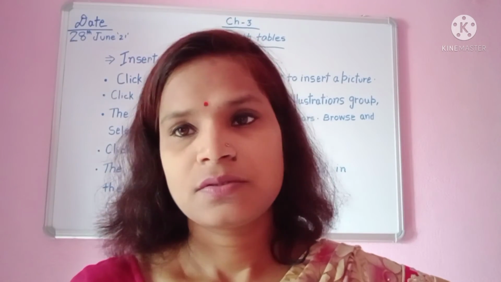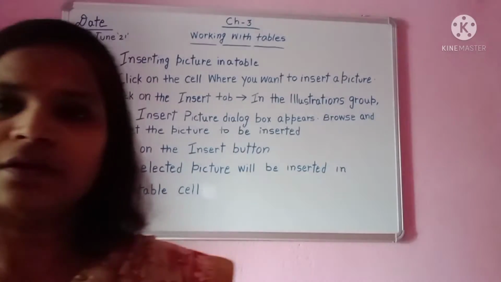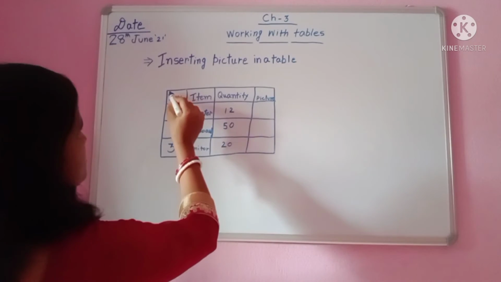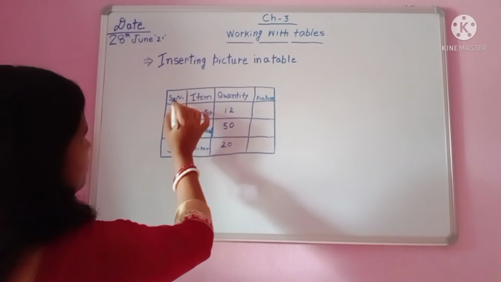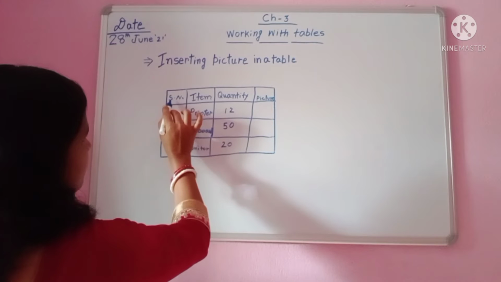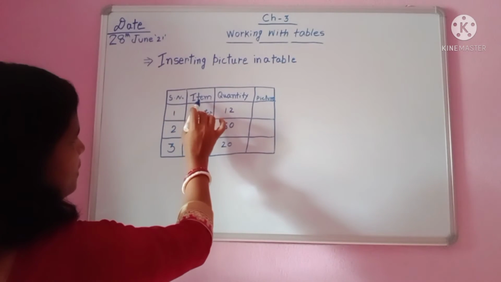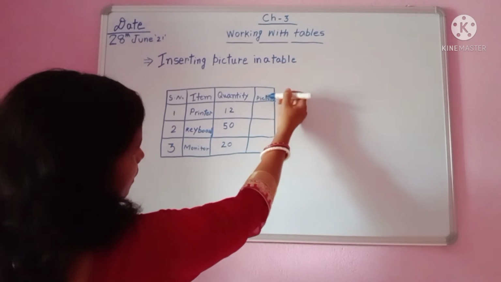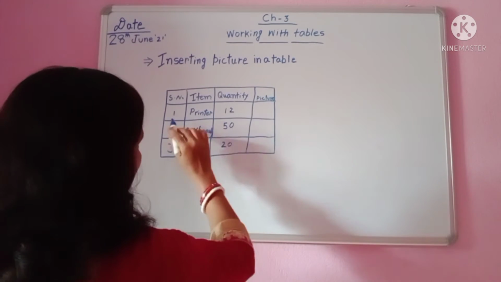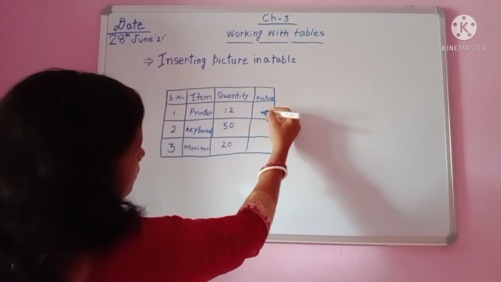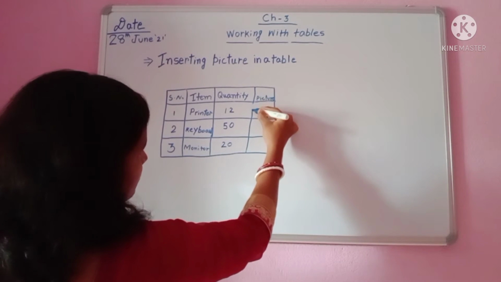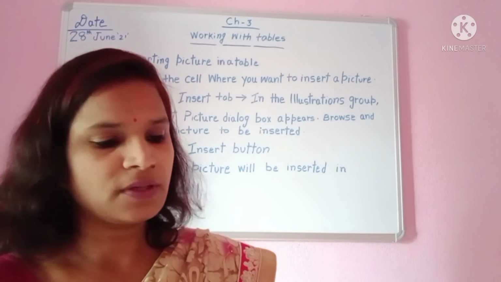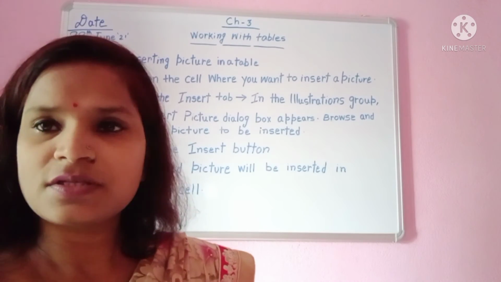Now the next topic is inserting a picture in a table. Suppose this is my table. Here the first column is serial number, second is item, third is quantity, and here is a picture column. So I want to insert a picture in this cell. We can insert a picture in a table. Follow the given steps.